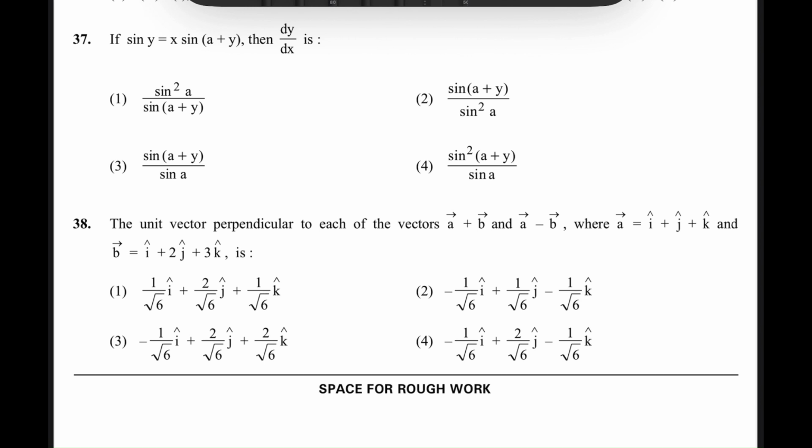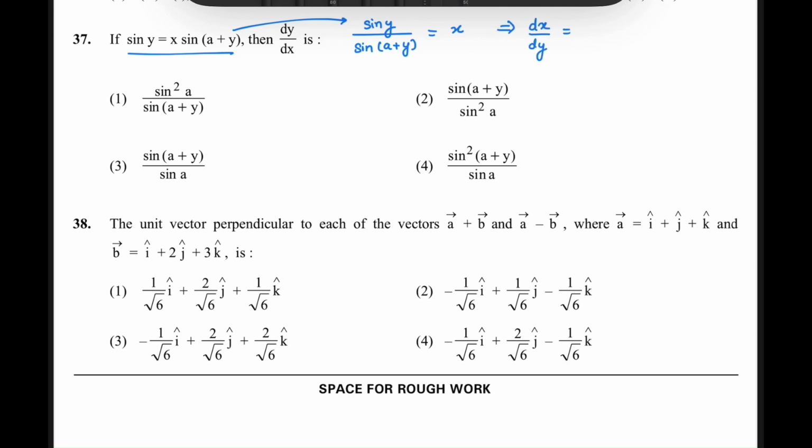Number 37. Okay, so in question number 37 you have sine of y equals to this, and then you need to find dy over dx. Okay, so what do we do here? First we find dx over dy. So first we take sine y over sine a plus y equals to x, right? So we have the x in terms of y, and then we differentiate both sides with respect to y.